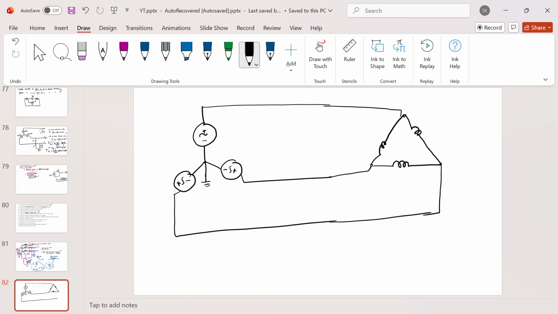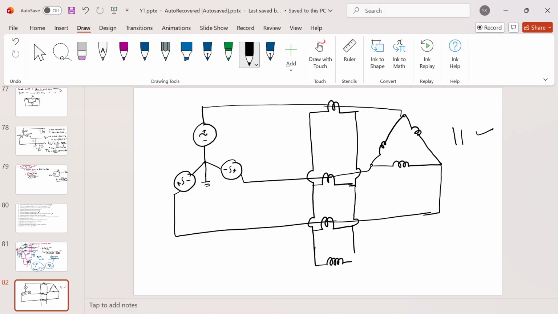Okay. And I'm not showing the secondary circuit. I have the CTs here, CT secondaries are connected, and let's say this is my operating coil, the relay operating coil. And this will send the trip signal to the circuit breaker.